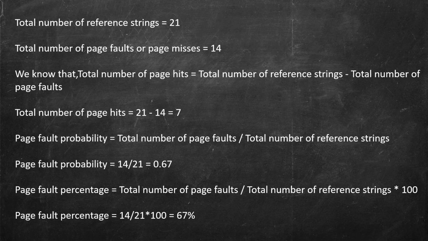Page fault percentage is equal to total number of page faults divided by total number of reference strings into 100. Page fault percentage is equal to total number of page faults, that is 14, divided by total number of reference strings, that is 21, into 100, that is equal to 67%.